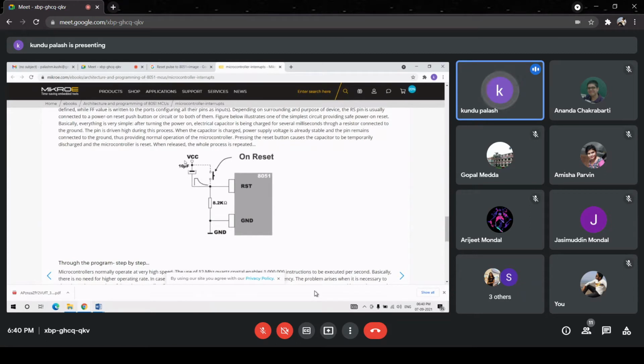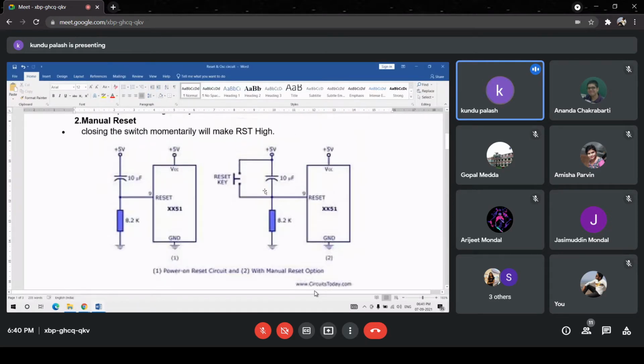And this type of resetting, that is when the microprocessor is energized by a DC supply, this type of reset signal is called the power on reset signal. That means when it is powered up, the reset pulse will occur. It will not stay at a fixed voltage level, that is high level, permanently. So this is called the power on reset. So this is the power on reset circuit.